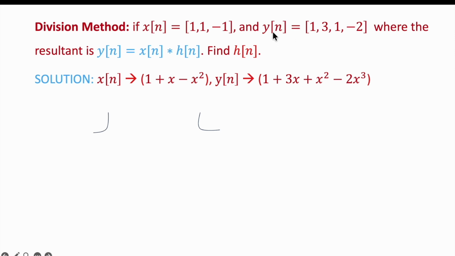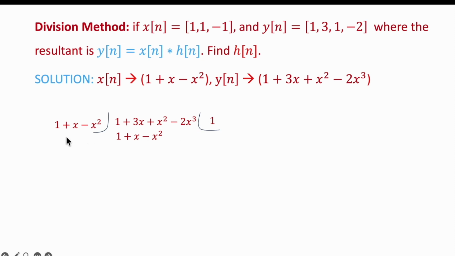The third one is y of n, which is 1 plus 3x plus 1x square minus 2x cube. Okay, so that is the polynomial of the resultant signal. So you will divide this polynomial by that polynomial, like 1 plus 3x plus x square minus 2x cube divided by 1 plus x minus x square. The first component of this polynomial is 1 and the first component of that polynomial is also 1, so you will just have a quotient of 1.